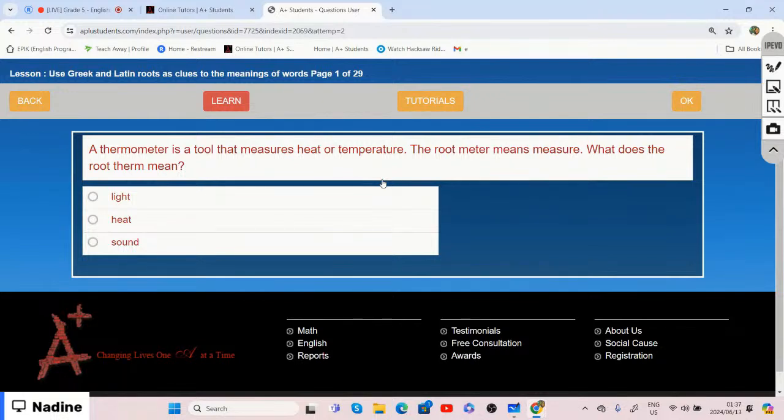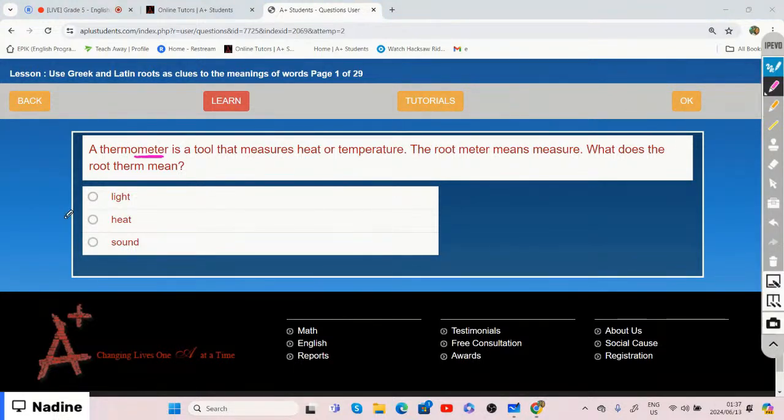If a thermometer is a tool that measures heat or temperature, right? It measures heat or temperature. But now the root meter means to measure. What does the root word therm mean? What does therm mean? Does it mean light? Does it mean heat or does it mean sound? So therm, does therm mean light? Does it mean heat? Does it mean sound?